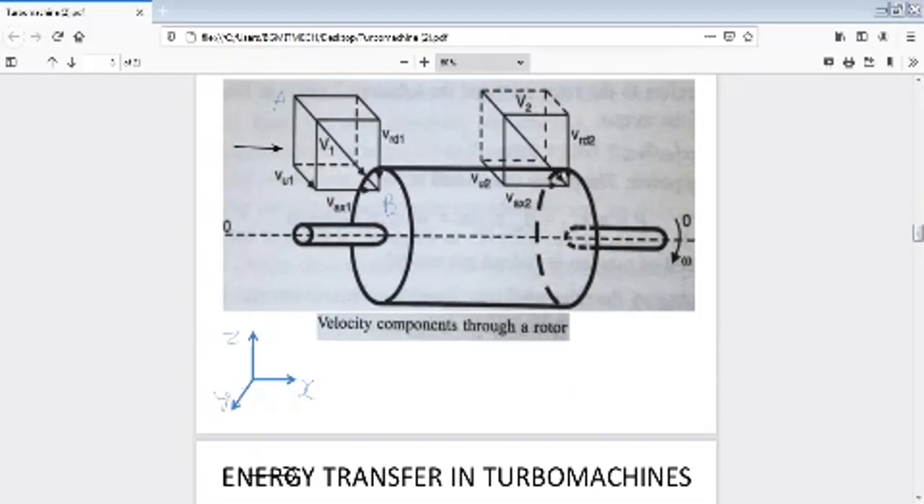Okay, for this case, see V1 that is entering, I will have the same blade once again like this. This is a 2D figure I am drawing.